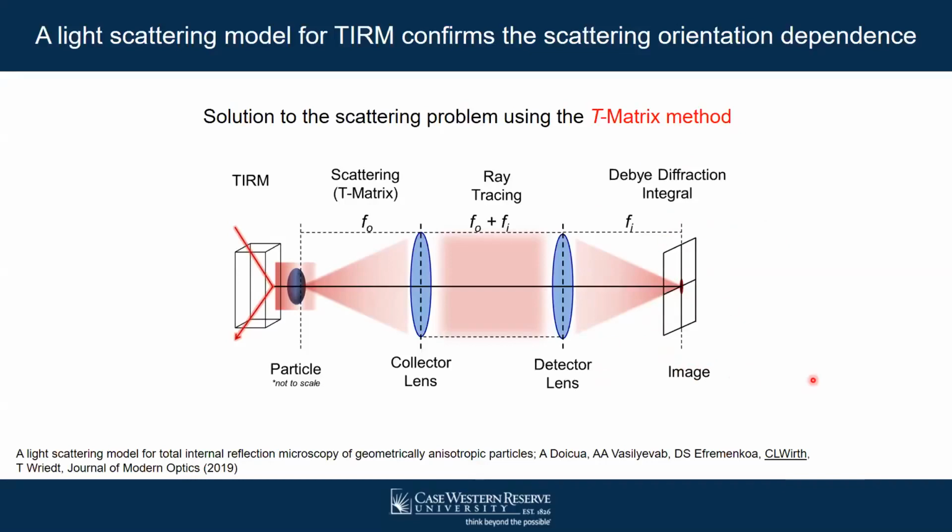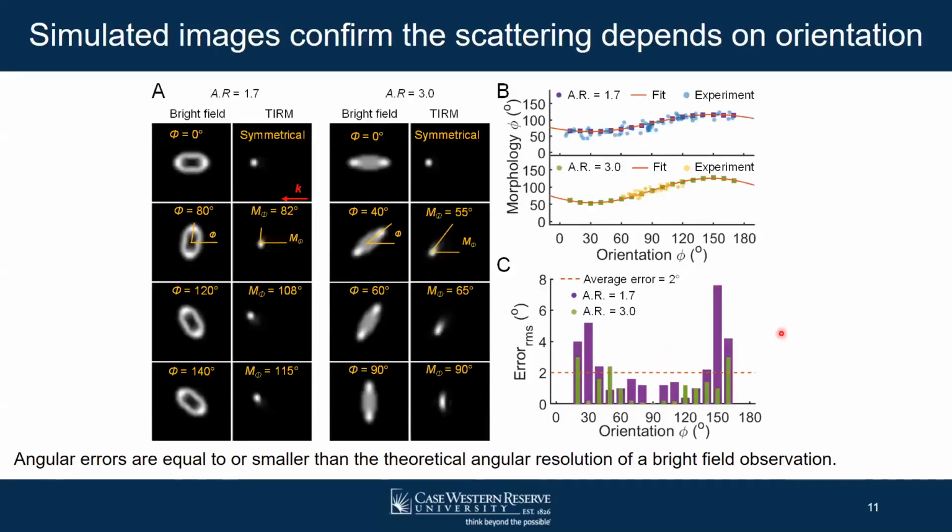Okay, so these are simulated images. Again, we have bright field on the left-hand side with the angle as determined from bright field. And then we have, for both low and high aspect ratio ellipsoids, the evanescent wave scattering images, again simulated. And along with those, we have the morphology angle as determined from analysis of these.